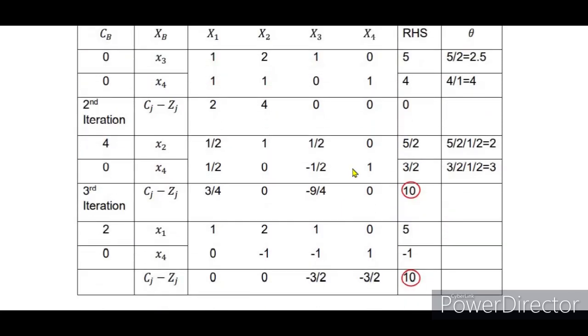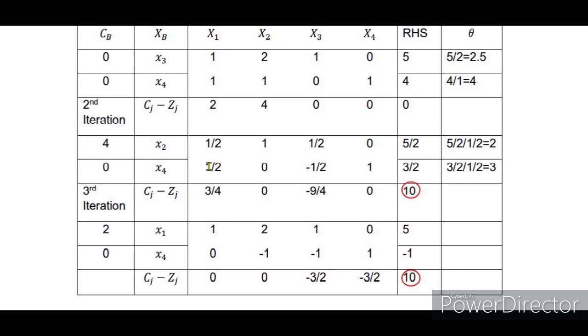So how do we replace it again? We will just divide everything in the previous row by the pivot element. So what is the pivot element? The pivot element, or the intersection, is 2. So 1 divided by 2 is 1 half. 2 divided by 2 is 1. 1 divided by 2 is 1 half. 0 divided by 2 is 0. 5 divided by 2 is 5 halves.